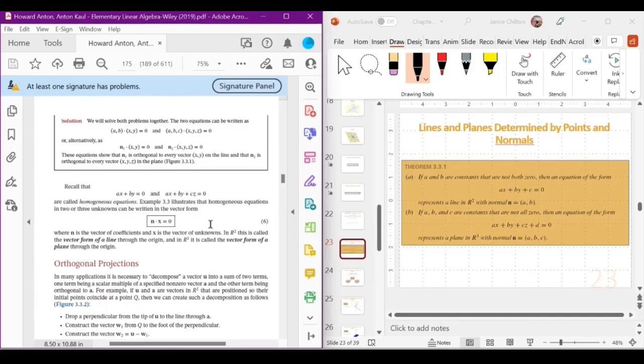Oh, yes. Also, please remember back to your previous chapters, like here when you've set ax plus by equals 0, or you set ax plus by plus cz equals 0. Those are going to be homogeneous equations, where those are set equal to 0. So don't forget that terminology from earlier.